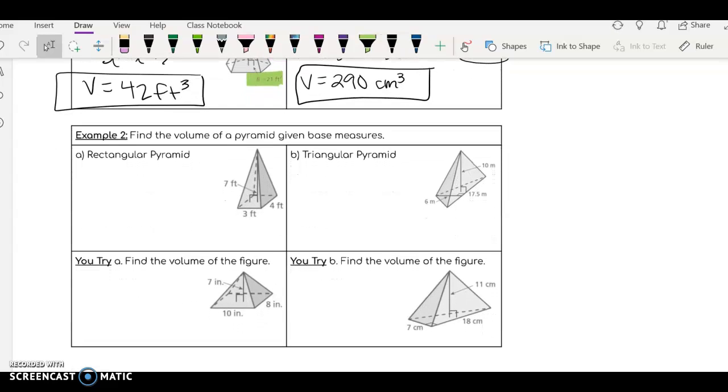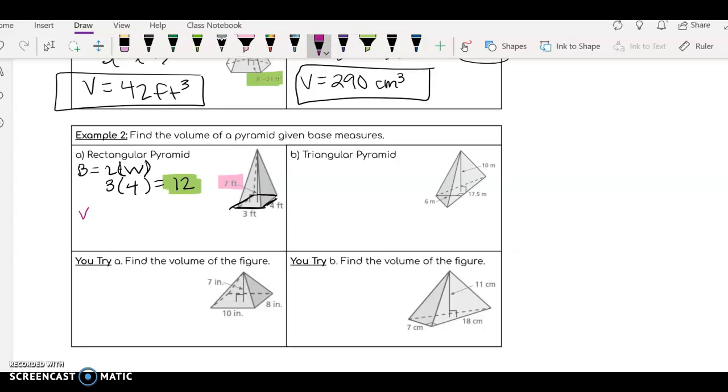All right, so example 2, find the volume of the pyramid given the base measures. So now we have to find the area of our base. Well, beforehand it was given to us. So my base is a rectangle, down here. A rectangle is length times width. I'm going to do parentheses so it's a little easier. So I have 3 times 4, and that gives me 12. So this is the area of my base, and now I'm going to multiply that by my height.